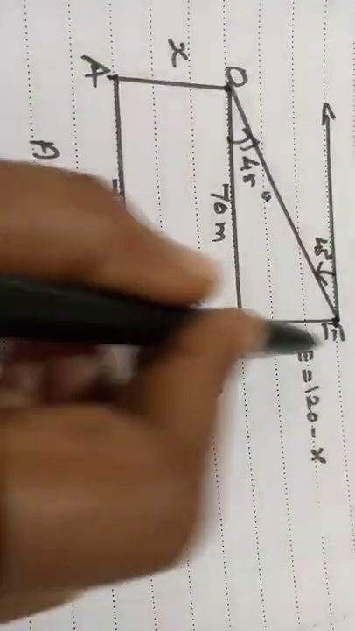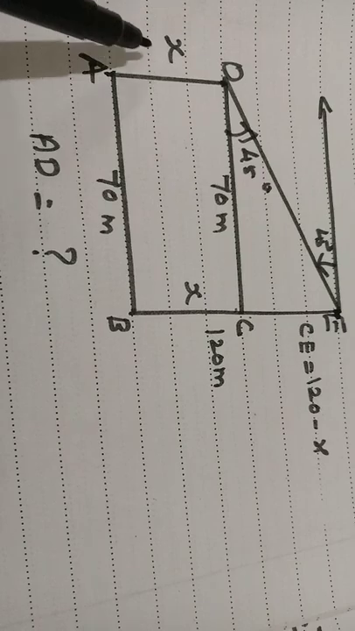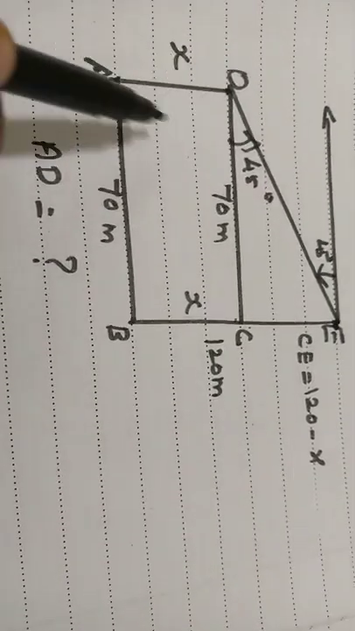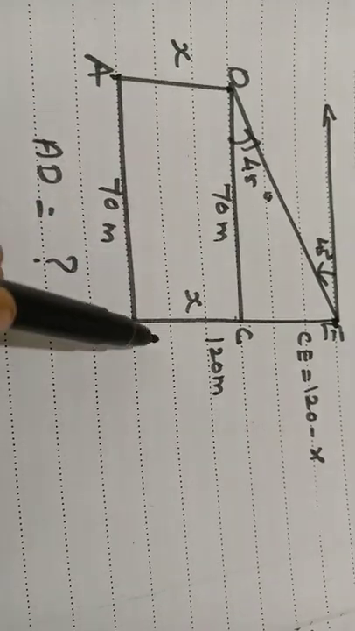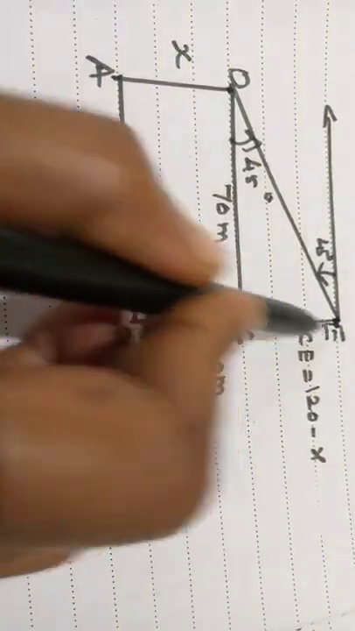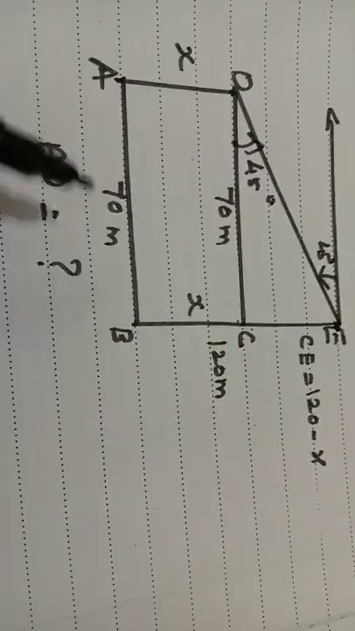Did you understand? This total is 120. This AD we have to find out, that one we consider X. So AD is X means this BC also will be X. Both distances will be equal. So from here CE will be 120 minus X. Okay, this much only is the diagram.